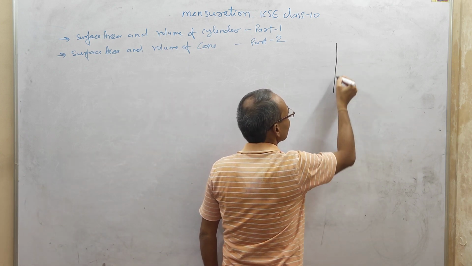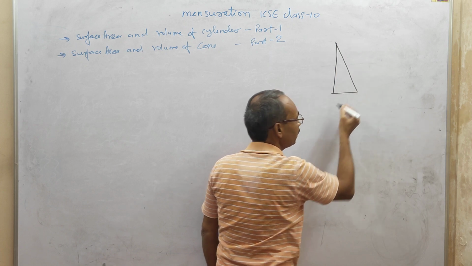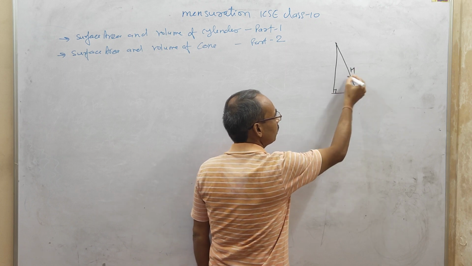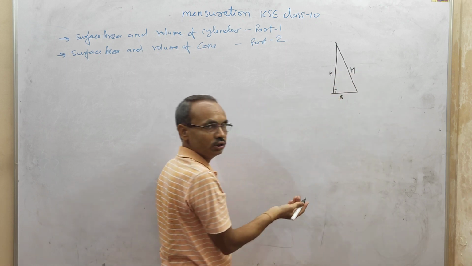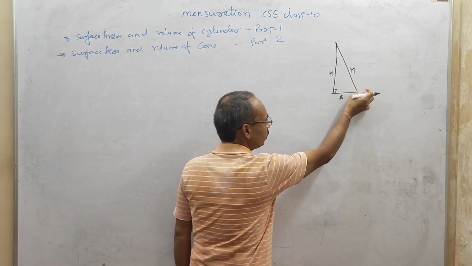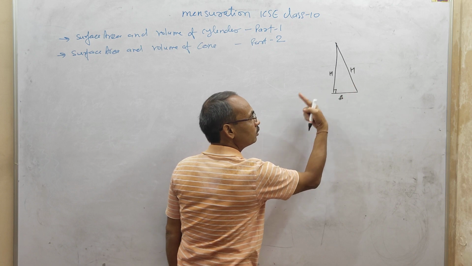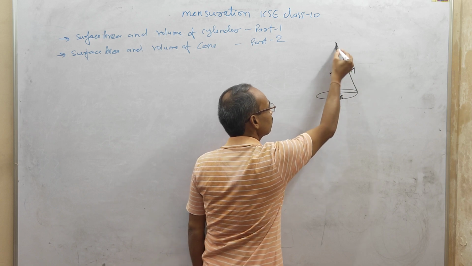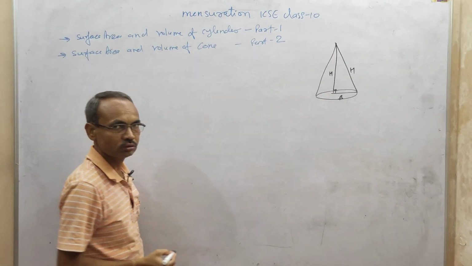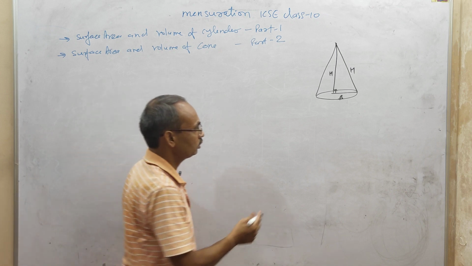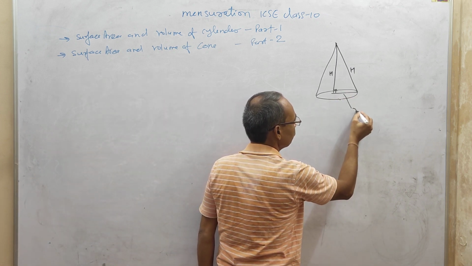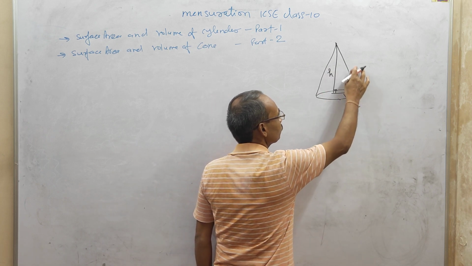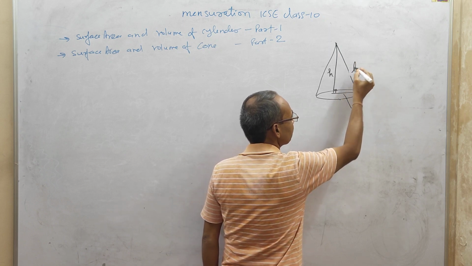What is a cone? Suppose that this is a right triangle and this is the hypotenuse, this is the height and this is the base. If from the hypotenuse we revolve it like this, then the shape obtained is known as a cone. This cone has this, known as base radius, and this is known as height, and this, which was the hypotenuse, is known as slant height L.